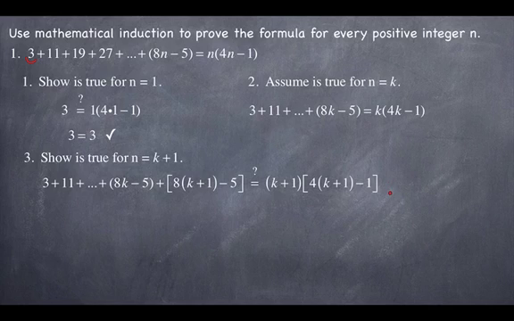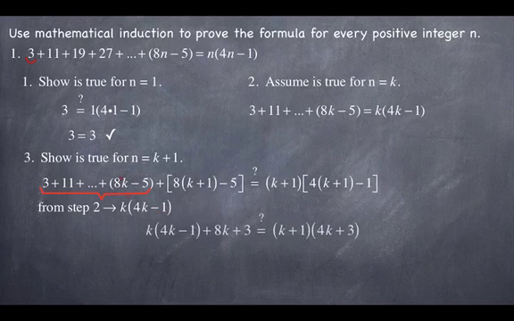So here we go. Now what I'm going to do is try to show that this left side is equal to this right side. That's why you see a question mark here. And I know that all this is equal to this from step 2. Look at it. All this is equal to k times 4k minus 1. So what I'm going to do next is all this is going to become just k times 4k minus 1.